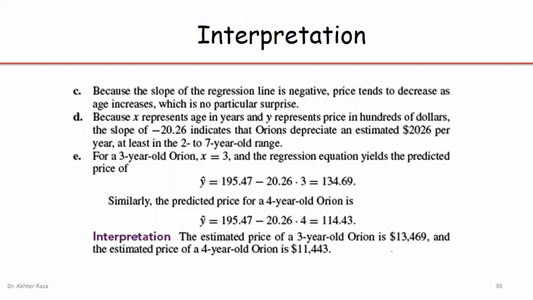So what is the intercept indicating? The intercept is indicating that a 0 age car, meaning a new car, has a price of $19,547, and there is a depreciation of $2,026 per year.